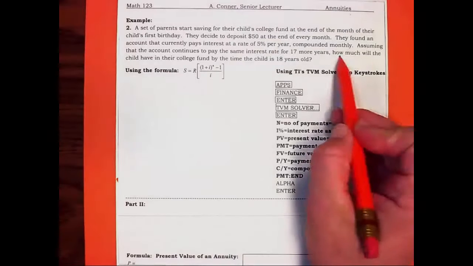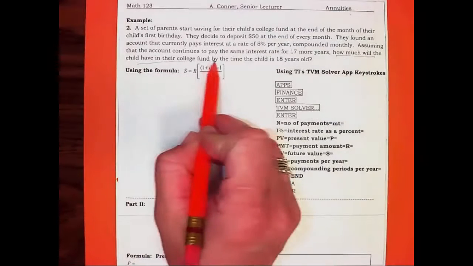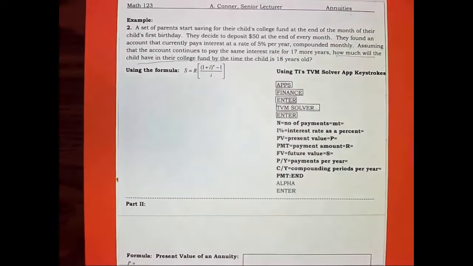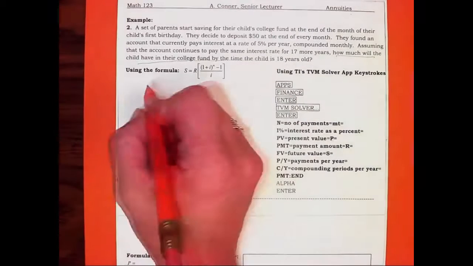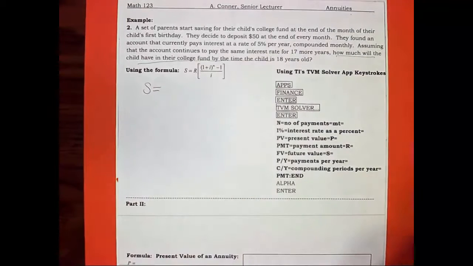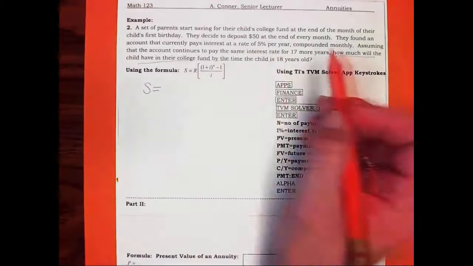We can see here how much will they have in their fund by the time. So we're looking for a future value here. We're looking for that accumulated sum. We do want this formula S, and of course this will be on the formula sheet, but your problems won't necessarily have the formula right next to them, so you'll have to be able to choose from the formula sheet which formula you're going to use. So let's underline some important information.